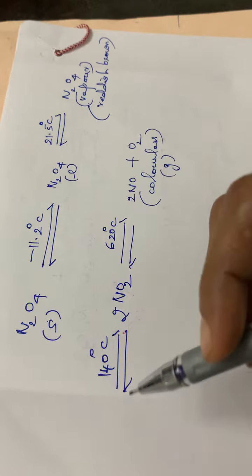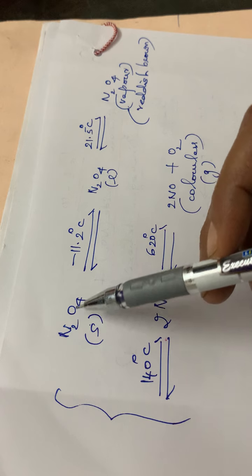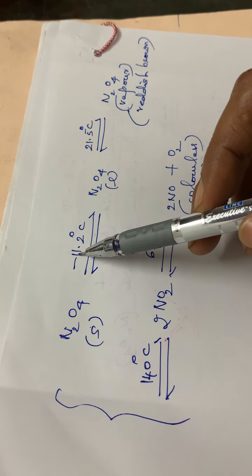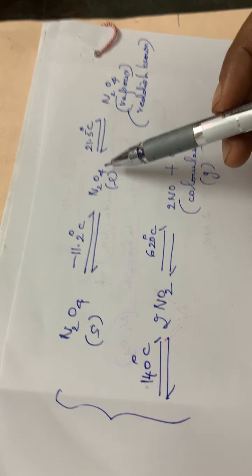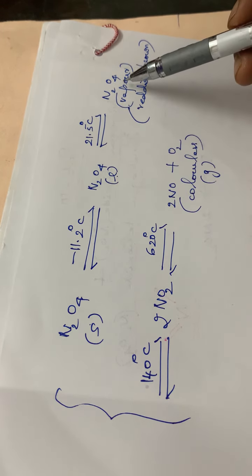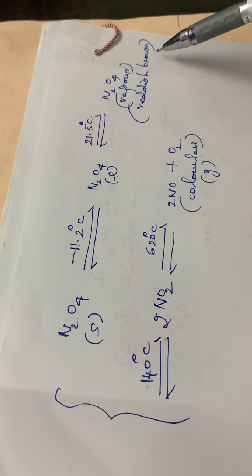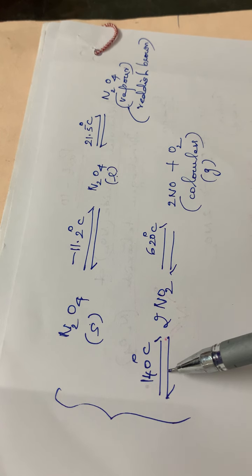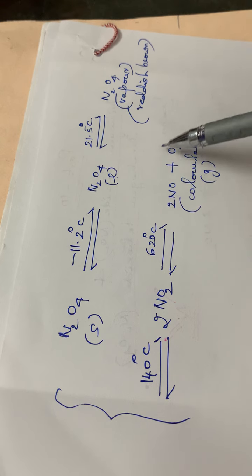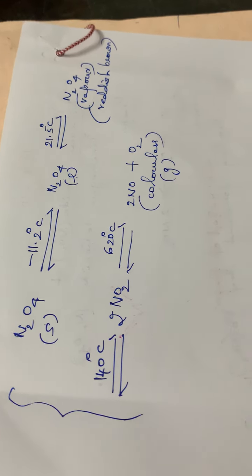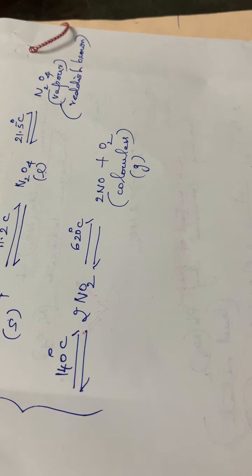So this is the temperature dependence of this particular compound. Dinitrogen tetroxide at a temperature of minus 11.2 degrees Celsius will be converting to N2O4 liquid. Then while the temperature is increasing to 21.5, it is converted to vapor state, which is reddish brown color. Then when heated to 140 degrees Celsius, it is converted to NO2 molecule. Then heating to 620, it will be giving 2NO plus oxygen. So this is the temperature dependence of this NO2 molecule.